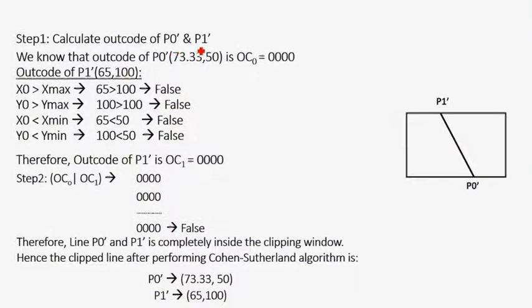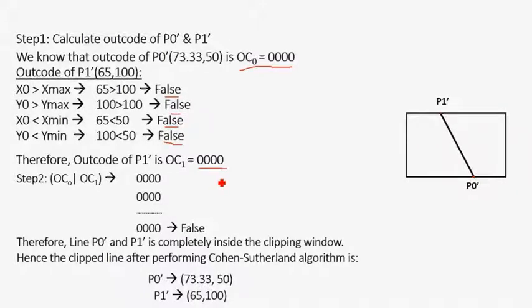I am supposed to do step 1, that is calculating the outcode of these two points. Since I had already calculated the outcode of P0 dash, and the outcode was 000, I already know this. I am supposed to calculate the outcode of P1 dash alone. So P1 dash is this. If I compare, all of them give me false. Because of this, I conclude that even P1 dash is inside, and I assign the region code of inside the rectangle.